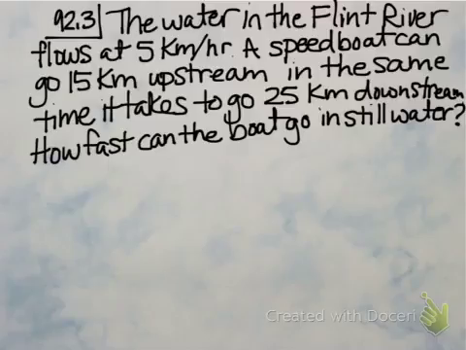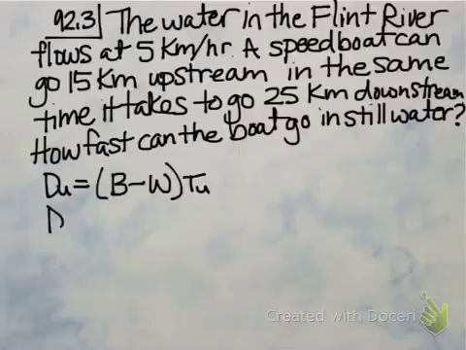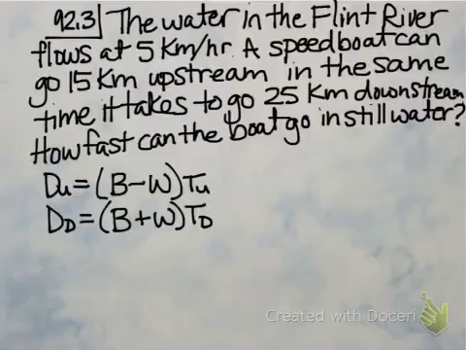Okay, the water in the Flint River flows at 5 kilometers per hour. A speedboat can go 15 kilometers upstream in the same time it takes to go 25 kilometers downstream. How fast can the boat go in still water? So, the two equations again are, remember, downstream is faster, so we're adding rates, and upstream is slower, so we're subtracting the rates.